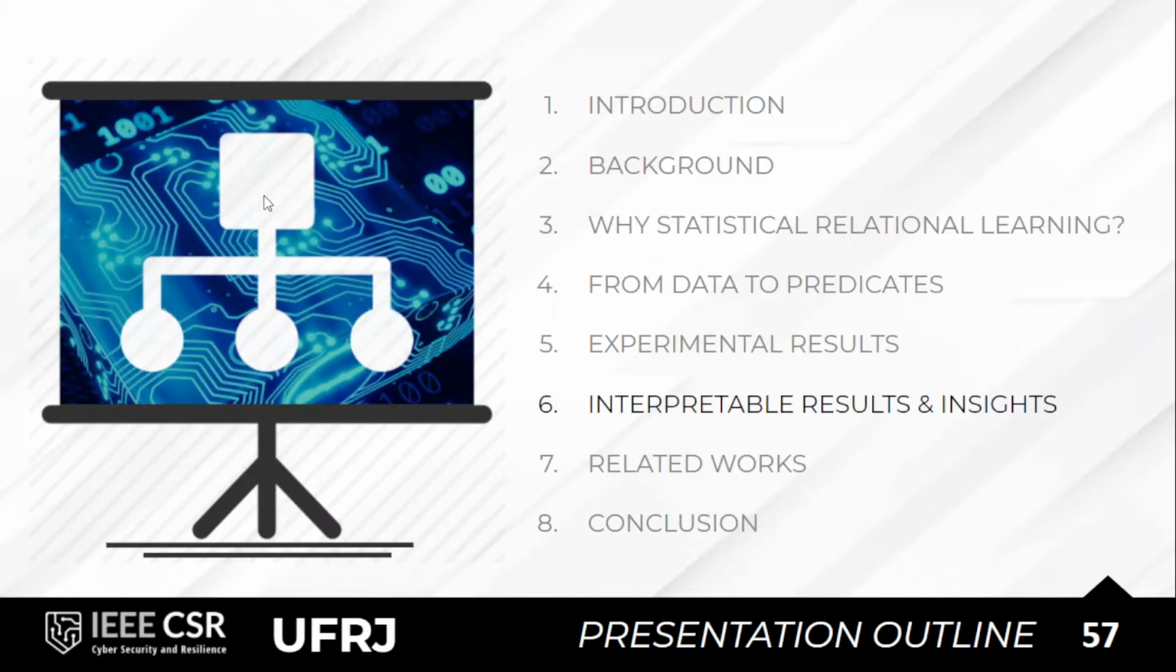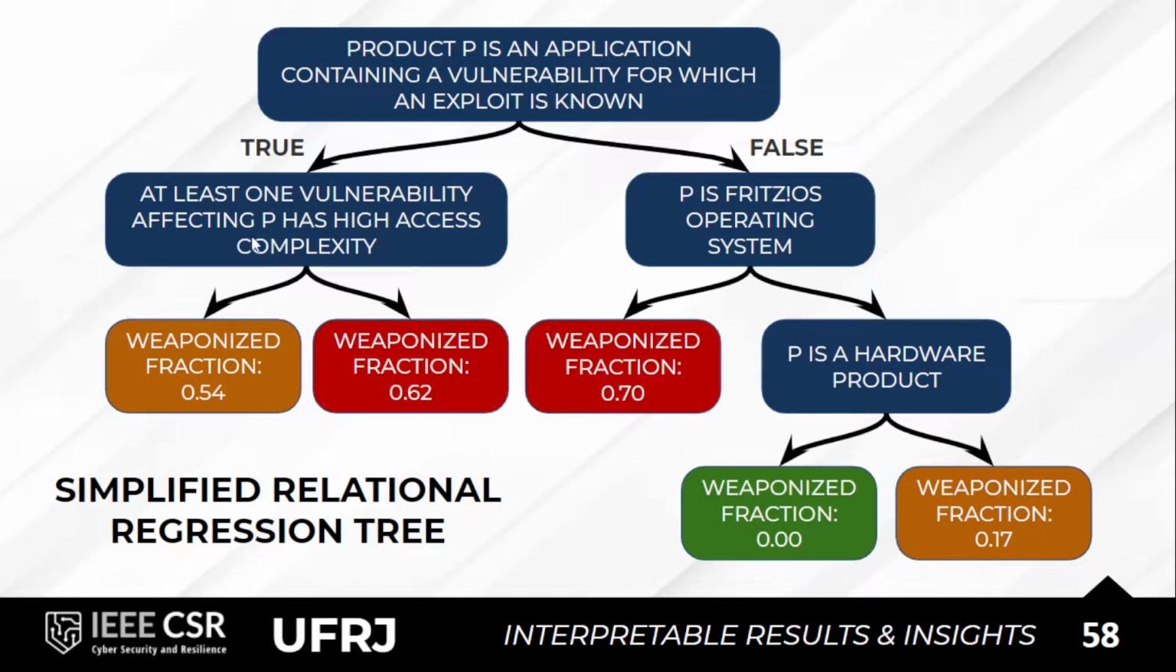I believe we can already see how interpretability can be addressed in our approach. For this purpose, we resort to the structure that is produced as output from RDN-Boost, which consists of a series of relational regression trees, including a combination of them. For ease of understanding, we present here a simplified version where internal nodes contain descriptions in natural language and leaves report the fraction of weaponized products.